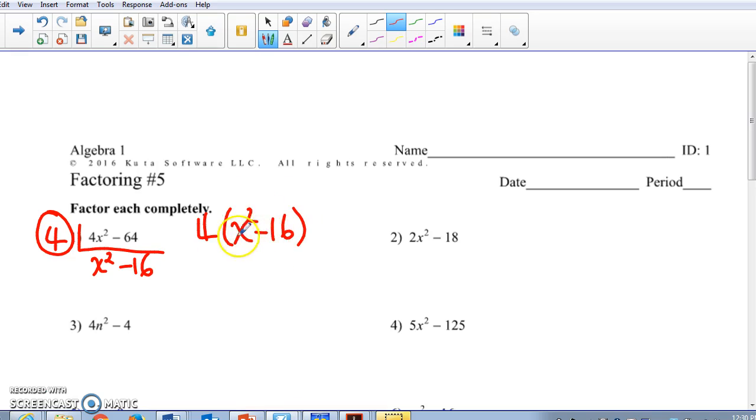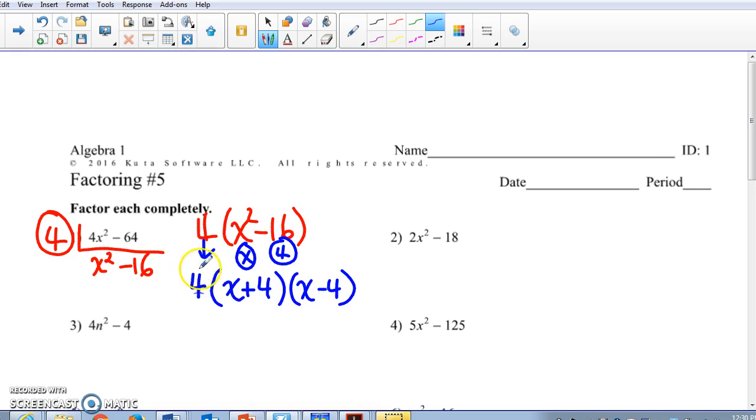When we have a difference of perfect squares, look at this. This is still subtraction of two perfect squares. This x squared is a perfect square. 16 is a perfect square. In this case, we've got to figure out the square root of each one. What is the square root of x squared? x. What is the square root of 16? 4. Once you have that, you just need to put one with plus, one with minus. Then we just need to bring down our GCF. Done. Easy. Let's try the next one.